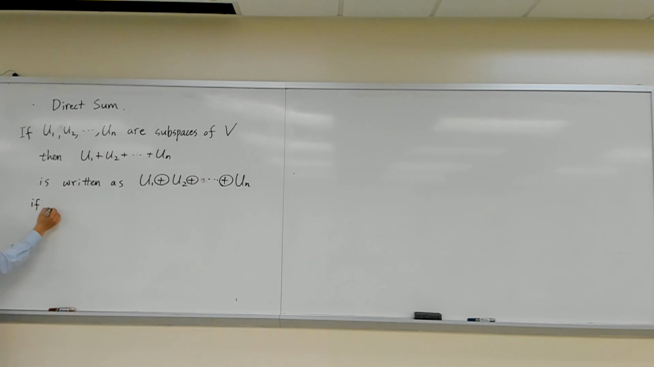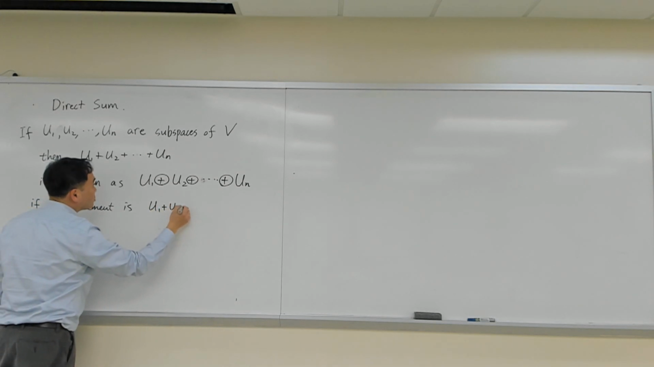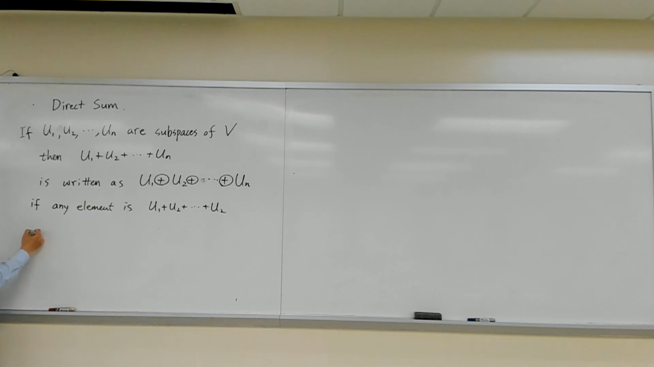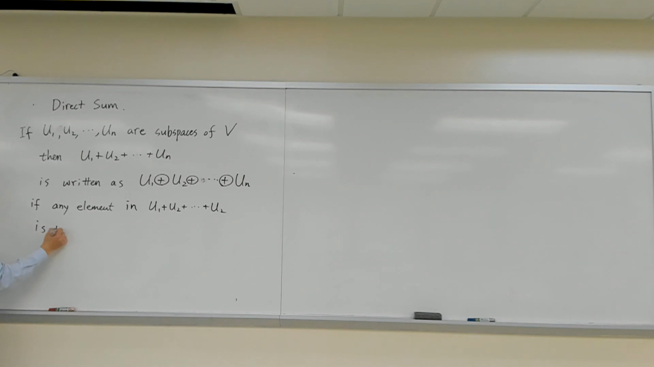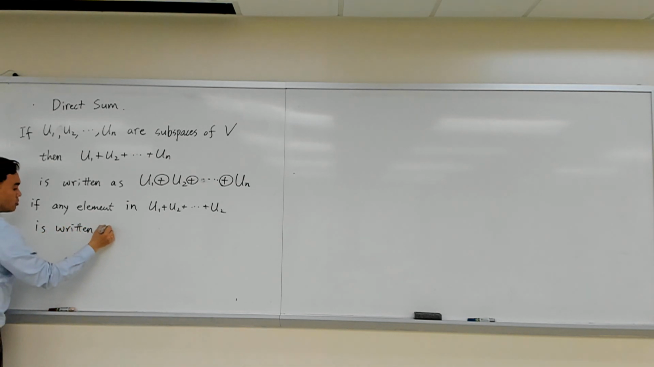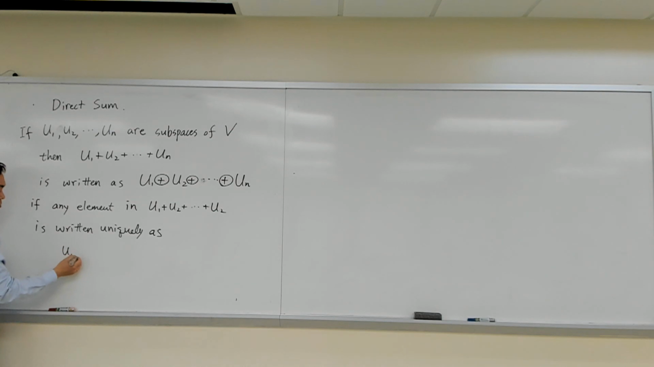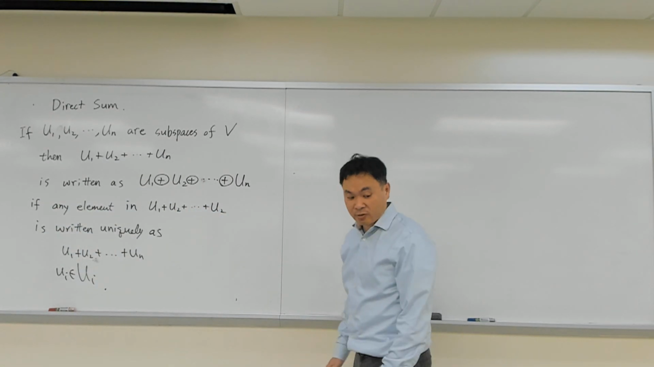if any element, any vector in U1 plus U2 plus ... plus Un, is written uniquely as u1 plus u2 plus ... plus un with the ui being in capital Ui. And such a thing is called a direct sum.